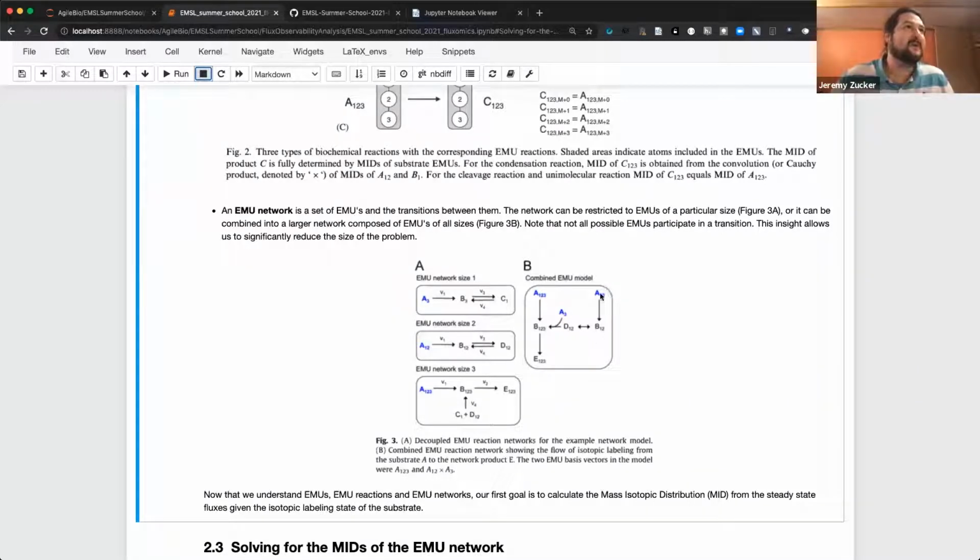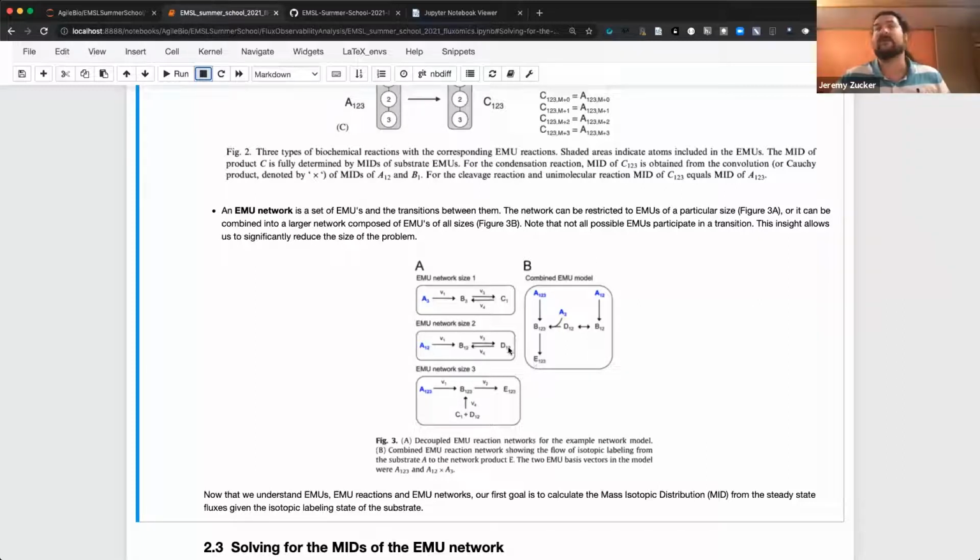Okay, so how does this work? So I start with A12 and that goes to B12, that's fine. B12 goes to D12, that's fine. And then I combine A3 with D12 to form B123. Okay. So we can also combine these EMUs into one giant network, where each of these are inputs to the network. A123, A3, and A12 are all EMUs where we actually know the isotopic labeling state for. So based on this information, then we can calculate E123.